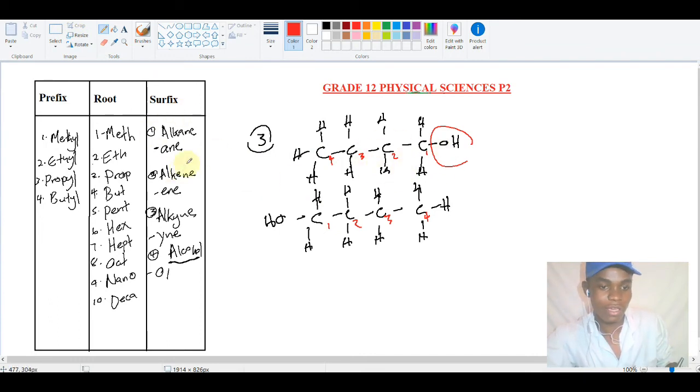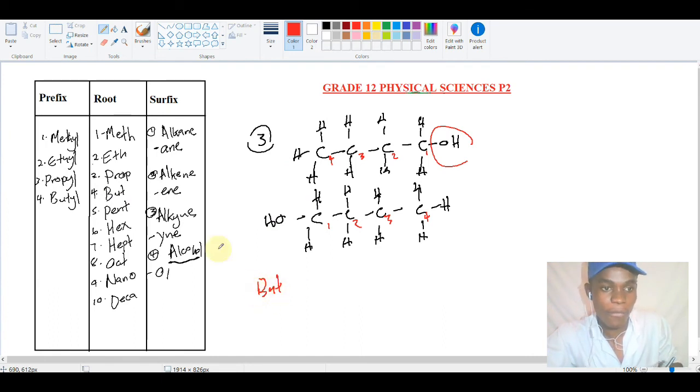On my table here, I decided to add alcohol under the suffixes. You can see alcohols end with -ol. Now let's try to name this one. We identify the longest chain: 1, 2, 3, 4. So the longest chain is 4. That means it's but, so our root is but.